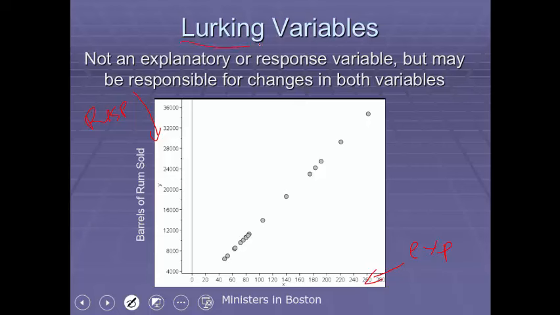So when we think about lurking variables, what we need to look at now is, is there some other variable? It's not the number of ministers, it's not the barrels of rum sold, but it could be responsible for changes, here's the big thing, in both variables. And here, if you think about it, population. As population has gone up, ministers have gone up, and so has the number of barrels of rum being sold, right? So population here, although we don't see it in the graph, is actually lurking behind the scenes as the real driving force, and it's the one that's responsible for the changes.